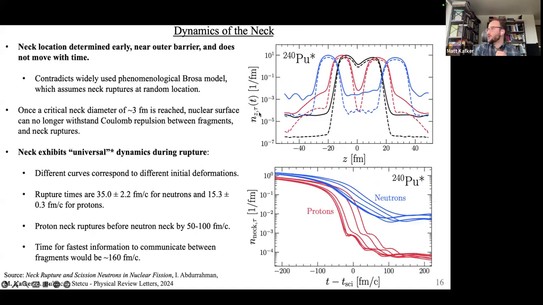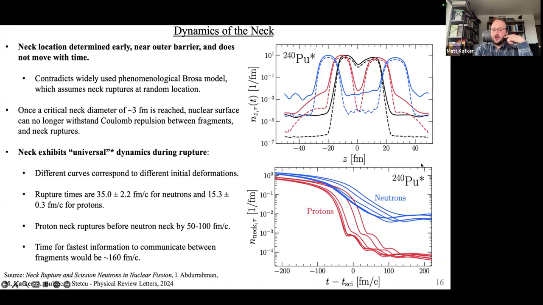All right, so now I want to talk about the dynamics of the neck here. So we have two figures over here. I'll first draw your attention to the top one. So this is the fission axis on the horizontal axis. And all we've done is we've projected the density onto the z-axis. So we integrate over x and y. And then we have three time slices here.